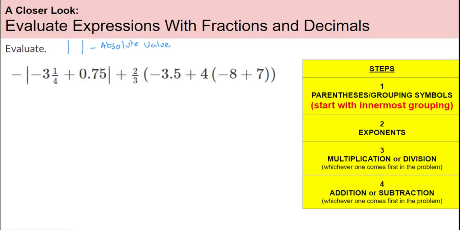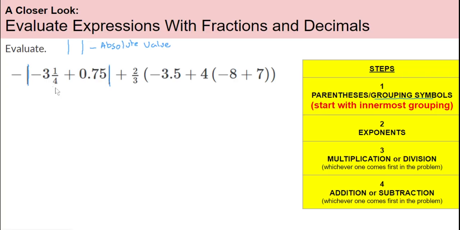All right, how did you do? Okay, what was the very first thing you did in this problem? And maybe a little bit stuck, okay? Because absolute value, like we talked about, is a type of grouping symbol. Okay, so we're going to do that first. We're going to add negative 3 1/4 plus 0.75.